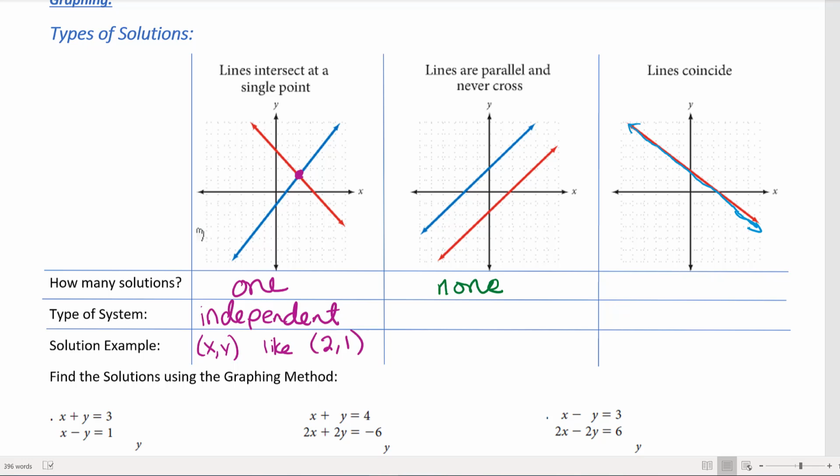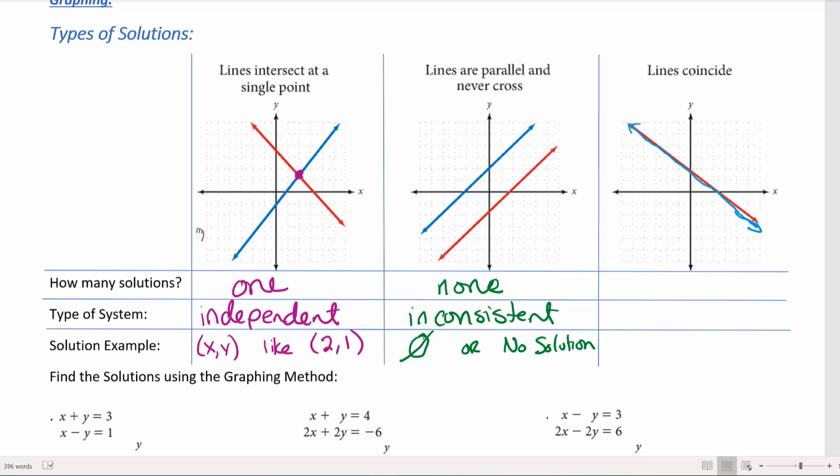The type of system is called inconsistent. The two lines don't interact with each other at all, so we don't have any data on this at all, which is why we call it inconsistent. What is the solution? Well, the solution is called no solution. You can either write NO solution here, or you can do the circle with a line through it, which means no solution. The circle with a line through it does not mean 0, okay?